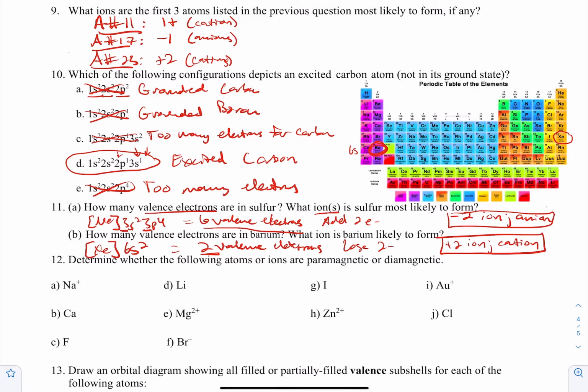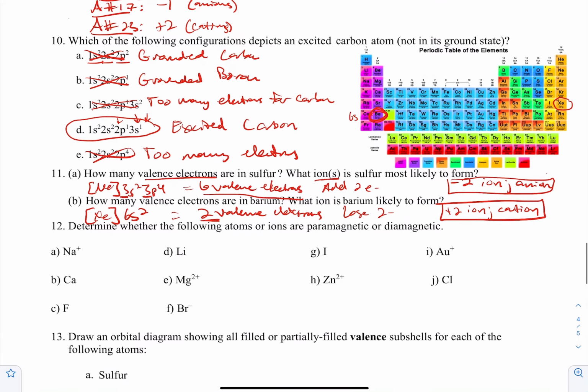Okay, so that's how we look at how each element is going to create an ion or not, based on the electron configuration, how many valence electrons it has, and the potential to get to the octet. And if it does, then how many will it lose or gain?